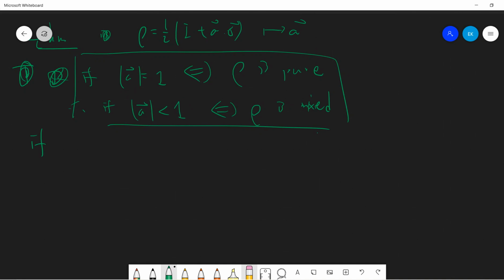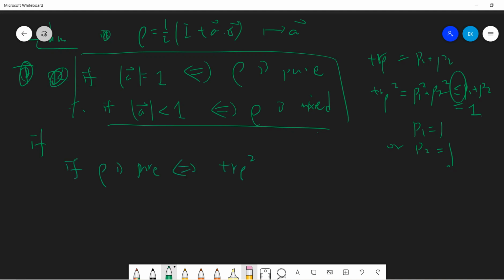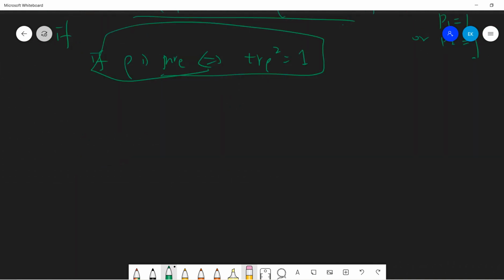The proof is very simple. We know that the trace of rho is p1 plus p2. So the trace of rho squared will be p1 squared plus p2 squared, which should be less than p1 plus p2, which equals 1. The equality only holds when p1 is 1 or p2 is 1. So that means rho is pure if and only if the trace of rho squared is 1.